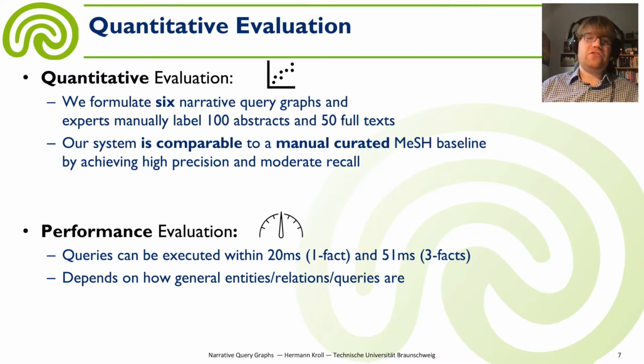The obvious question is, how can we evaluate if our system is useful in practice? And therefore, we have done 3 evaluations in sum. The first part was a quantitative evaluation. So we have formulated 6 narrative queries and asked 2 biomedical experts to manually label 100 abstracts and 50 full texts, whether the information need is contained or not. And then we can compare our system to existing baselines.